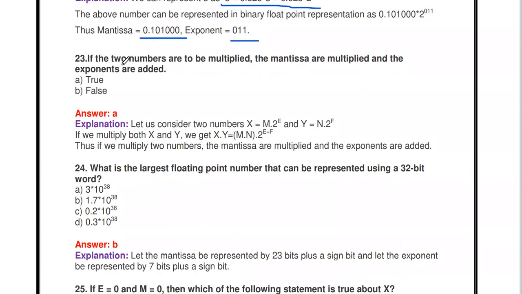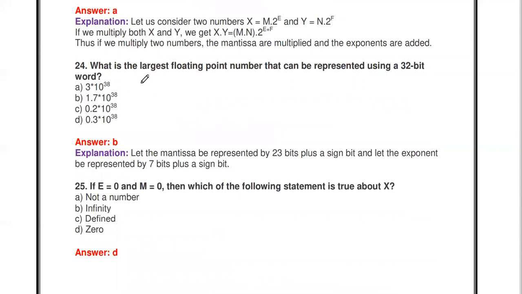Then the next question: if two numbers are to be multiplied, mantissas are multiplied and the exponents are added, true or false? It's true. If we want to multiply two floating point numbers, the mantissas should be multiplied and the exponents should be added. For example, consider two numbers, x equal to m into 2 to the power e, y equal to n into 2 to the power f. If you are multiplying x and y, the mantissas m and n you just multiply, and the exponent values you just add. So the statement is true.